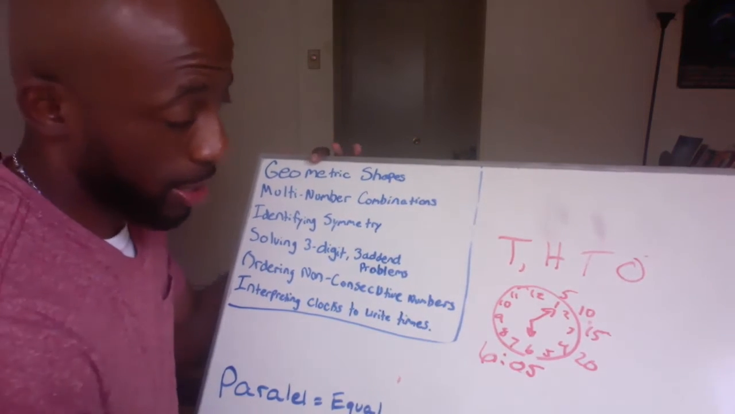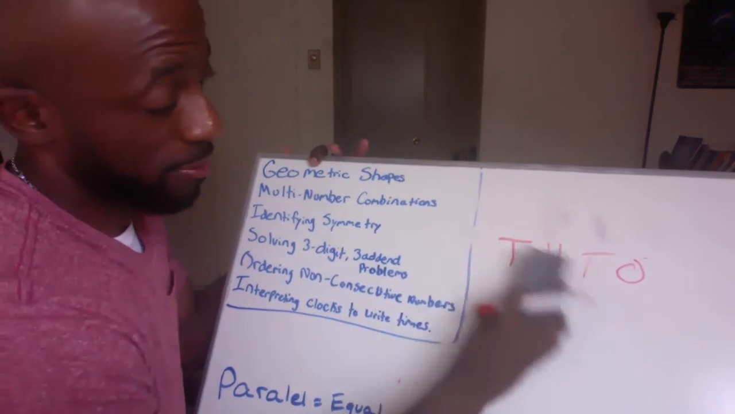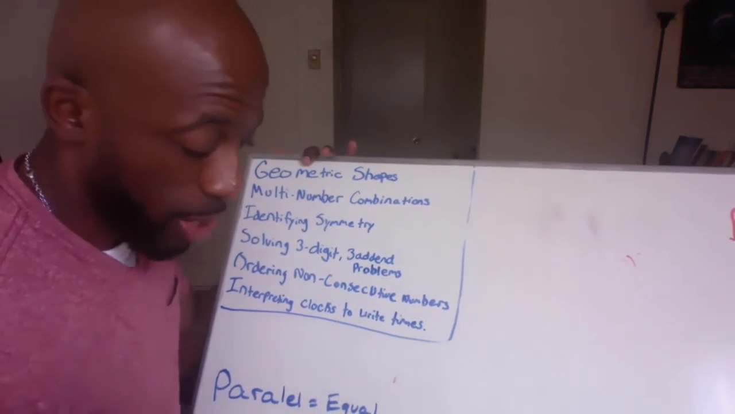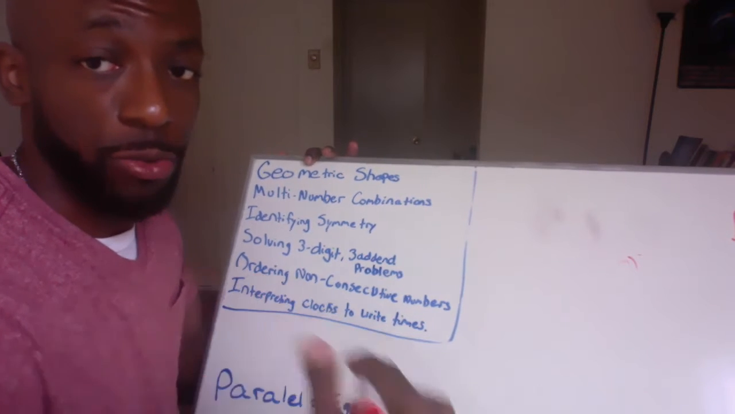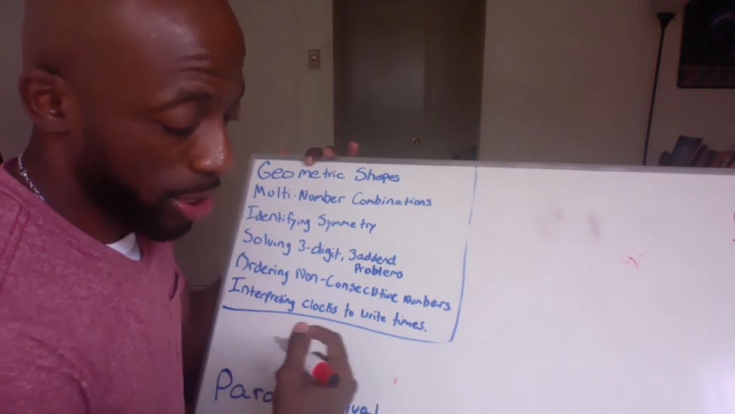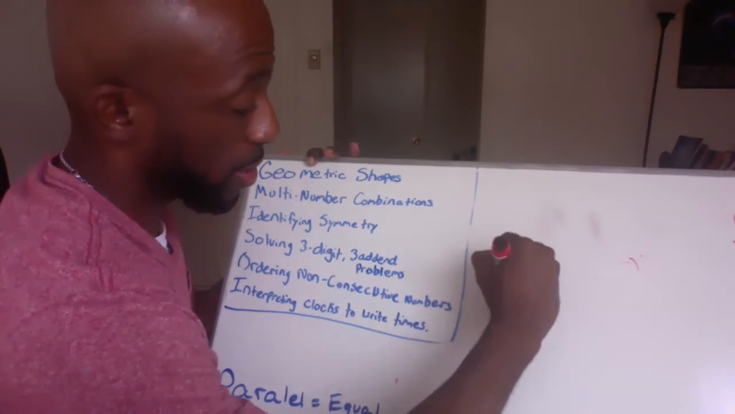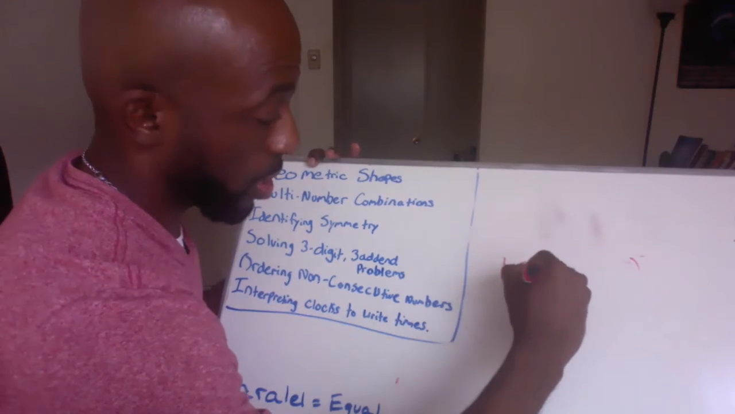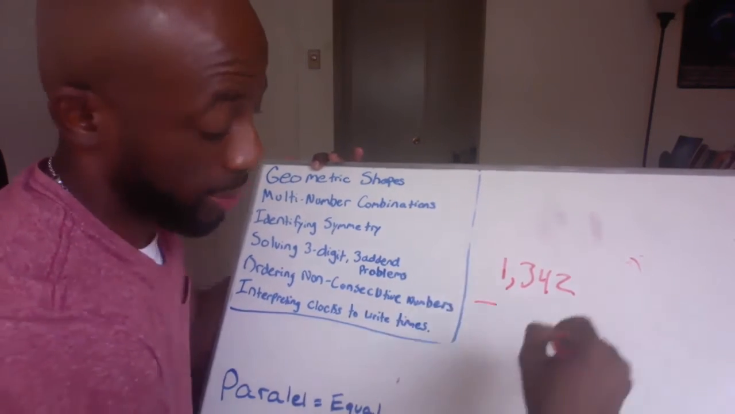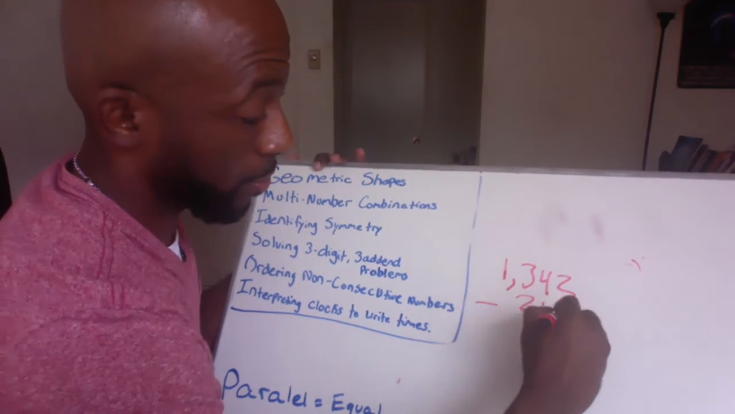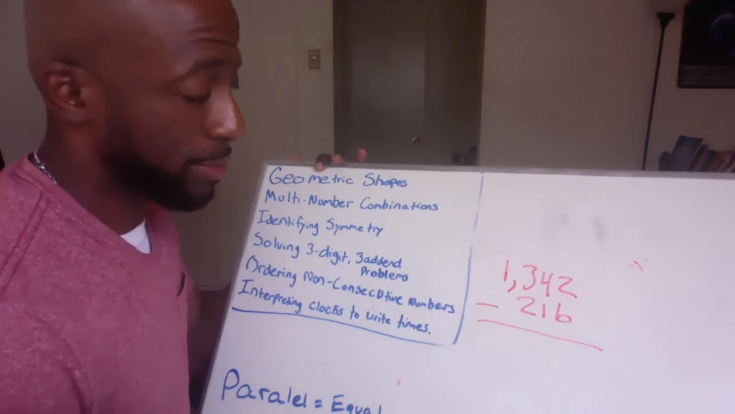Let's look at page 207 now. You have your worksheet in front of you by now, I hope. And there's a problem on the bottom that's going to involve, for number one, some regrouping and borrowing. So what you're looking at right now, you have a number that says 1,342. And then it says minus or take away 216. You underline that, you look at it.